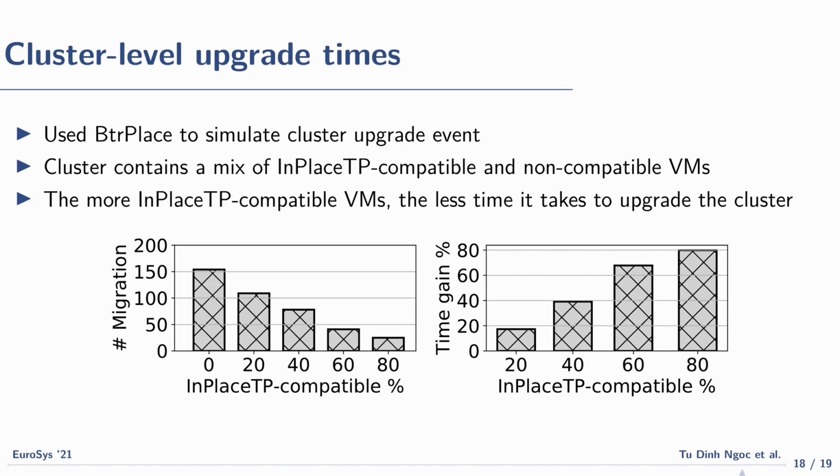In any case, you can see that the more VMs we have that are compatible with in-place TP, the more time you save in upgrading the hypervisor cluster. So if you have 80% of your VMs that are compatible with in-place TP, for example, you save 80% of the time upgrading the hosts, and this is with all hosts having 10 gigabit Ethernet. With this, you can see how HyperTP will help shrink the vulnerability window of a data center by helping you speed up the upgrade process.